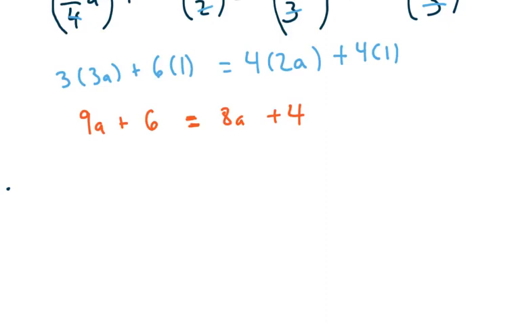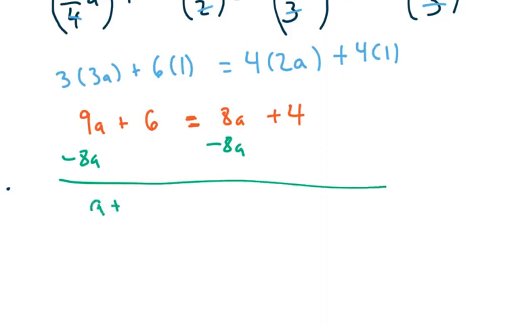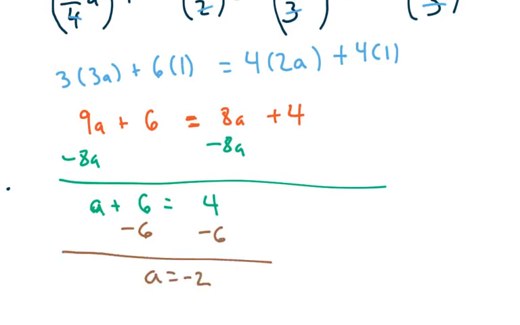I'm going to subtract 8a to the other side because I want to put things that are alike together. So we'll subtract 8a. And then I will subtract 6. And a is negative 2.